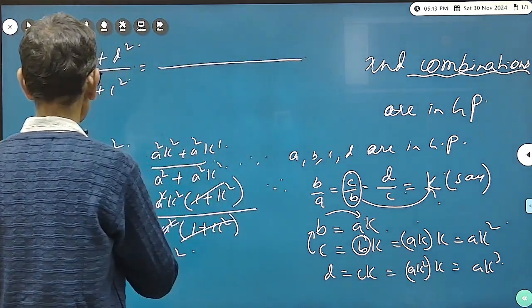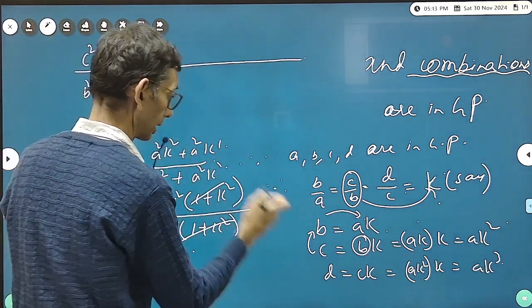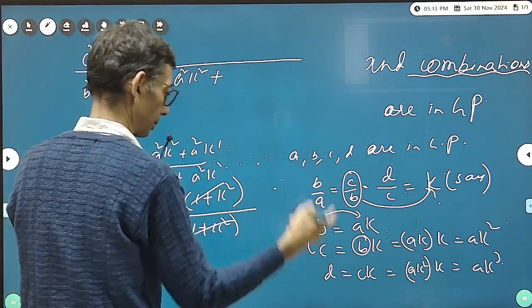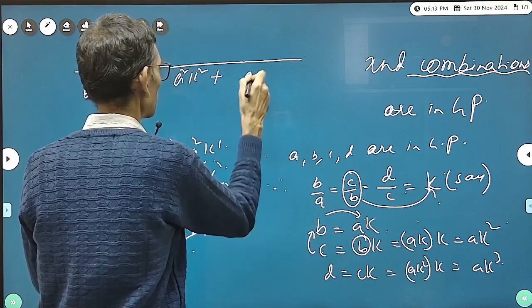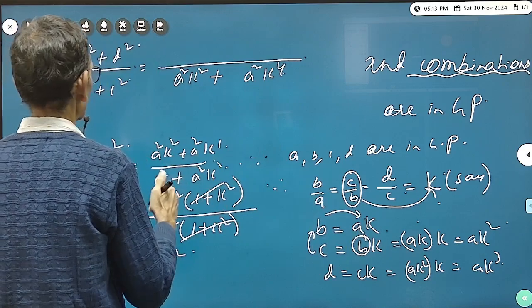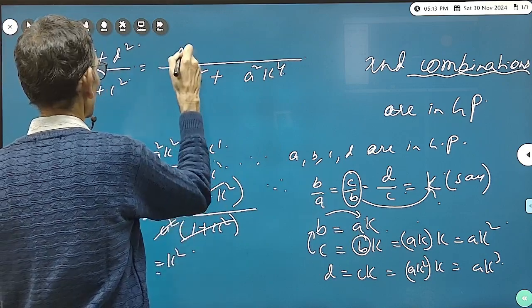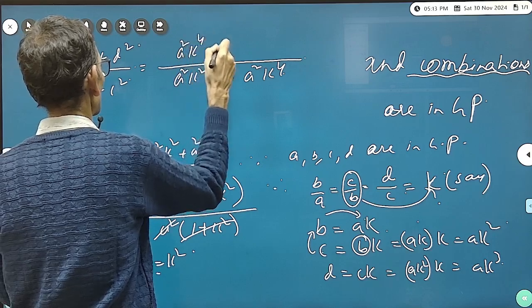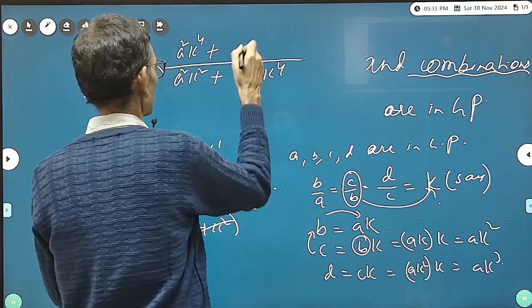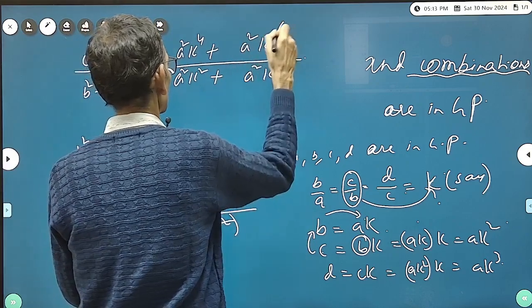B value is AK, so A square K square. C value is given, C value is A square K4. C square is A square K4. D value is A square K6. Done.